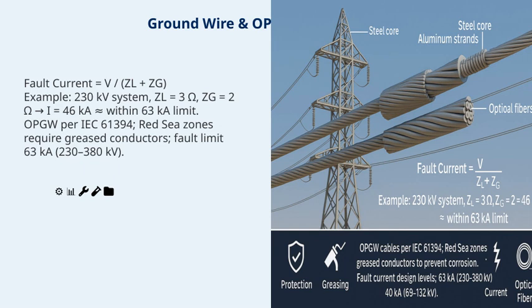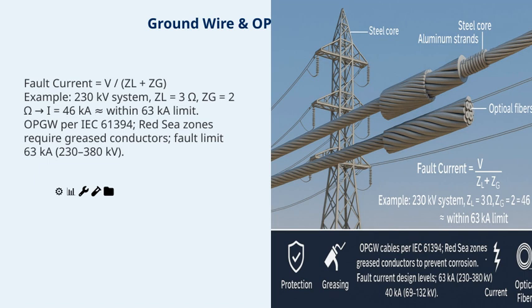Now, let's look at the ground wire and OPGW protection. The fault current, which is the current that flows during a fault, can be calculated using the formula V divided by the sum of ZL and ZG. Here, ZL represents the line impedance, and ZG is the ground impedance. For example, in a 230 kV system with a line impedance of 3 ohms and a ground impedance of 2 ohms, the fault current would be approximately 46 kiloamps. This value is well within the typical limit of 63 kiloamps for such systems.